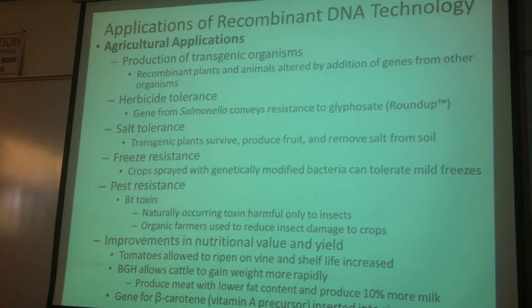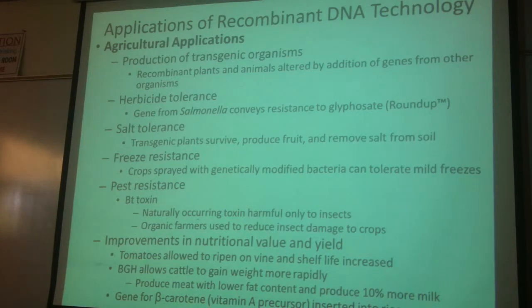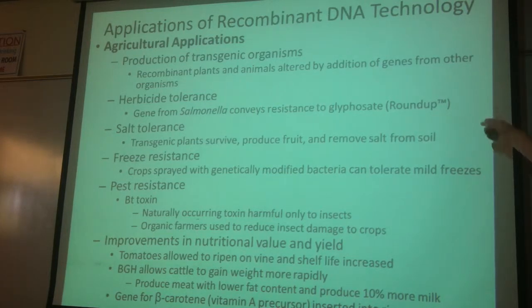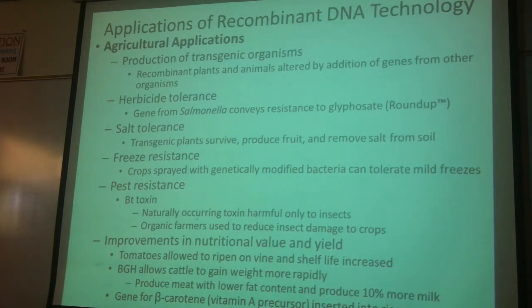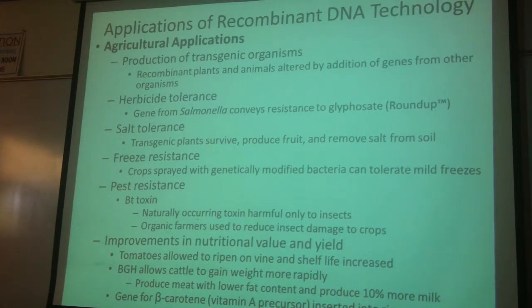So, agricultural applications. You can produce transgenic organisms. These are recombinant plants and animals that are altered by the addition of genes from other organisms. A lot of times this is how you get the GMOs, like herbicide tolerance. They're able to take a gene from Salmonella, and it makes plants resistant to Roundup. So Roundup ready plants. The idea being, if your crop is resistant to Roundup, you can just spray Roundup on the entire field and you kill everything that isn't your crop.